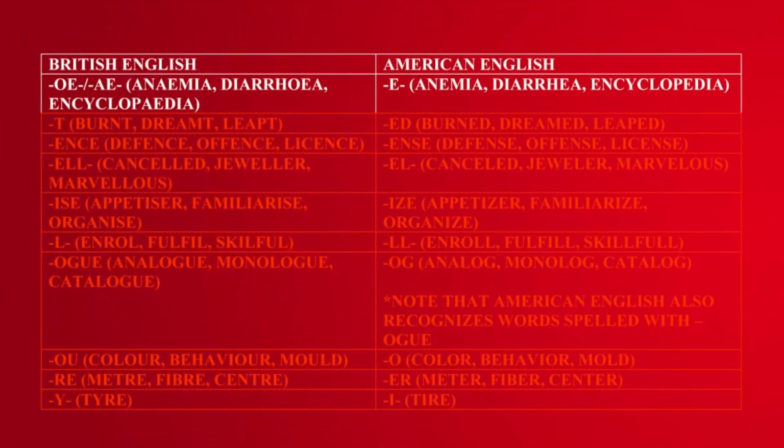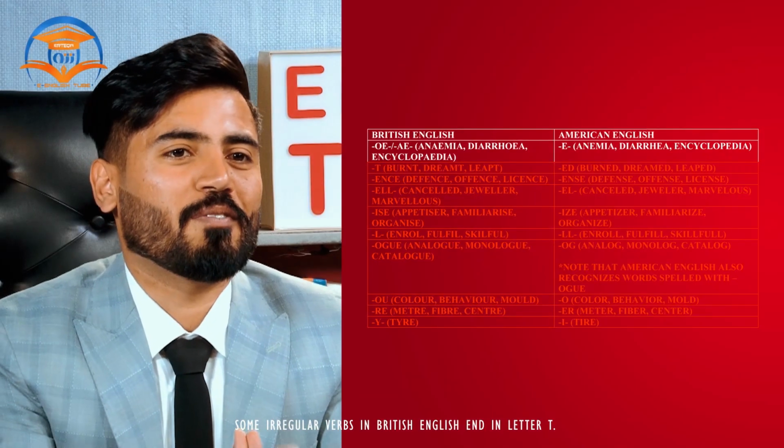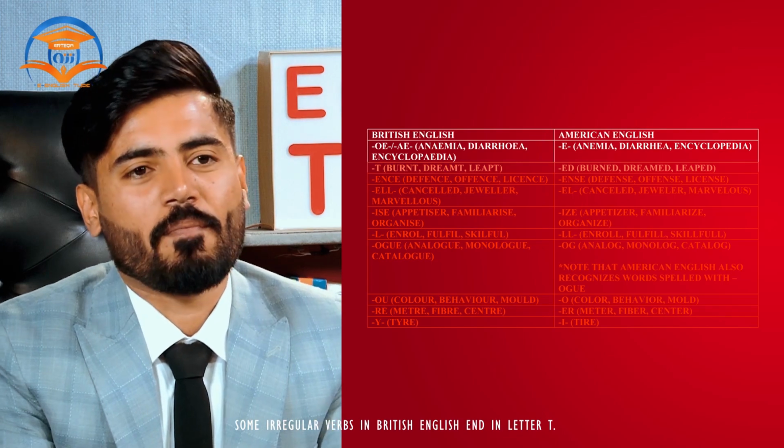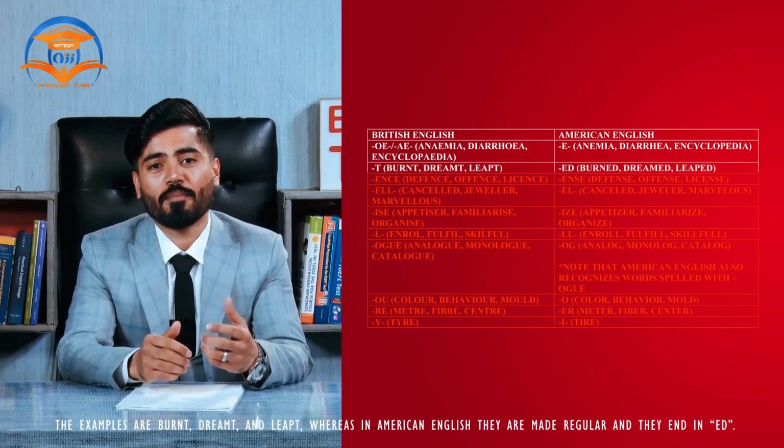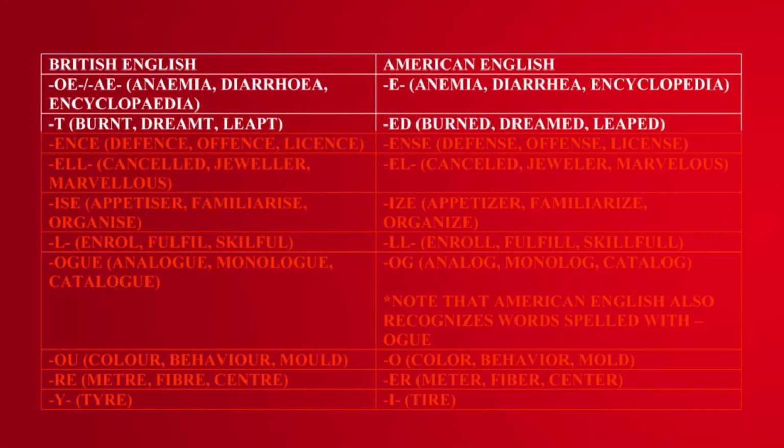In British English, words like anaemia, diarrhoea, encyclopaedia have vowel compounds of OE or AE in them, whereas in American English, only the letter E represents the compound. Focus on the American examples of anemia, diarrhea, and encyclopedia. Some irregular verbs in British English end in the letter T. The examples are burnt, dreamt, and leapt. Whereas in American English, they are made regular and they end in ED. Look at the American examples carefully.